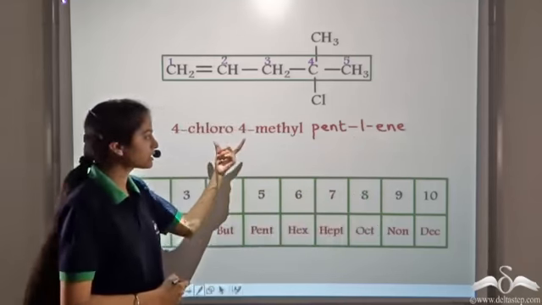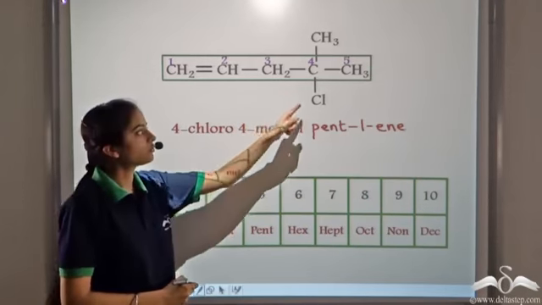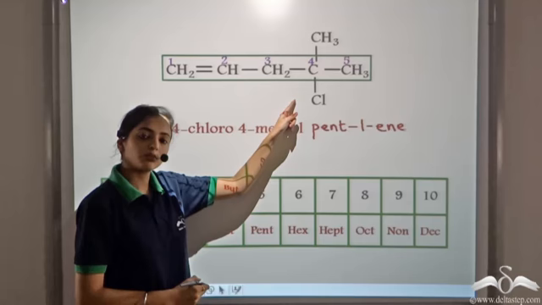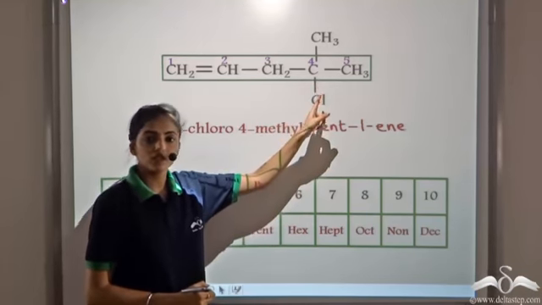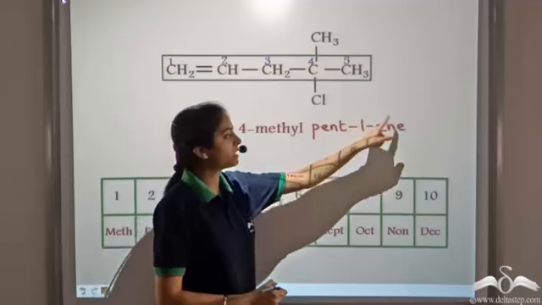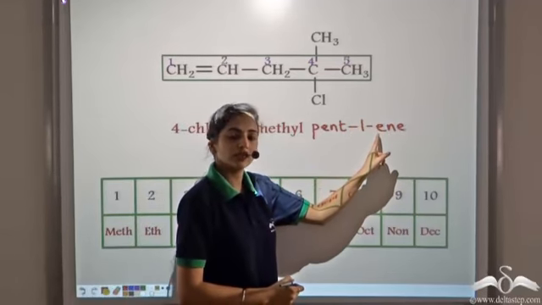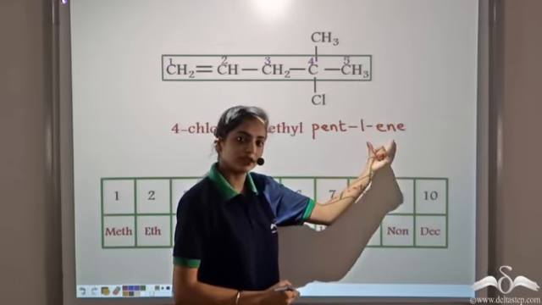So there are 3 parts. The prefix comes from the substituents present in the organic compound. Then we have the word root based on the number of carbon atoms in the longest carbon chain. And based on the functional group present in the organic compound, we get the suffix.